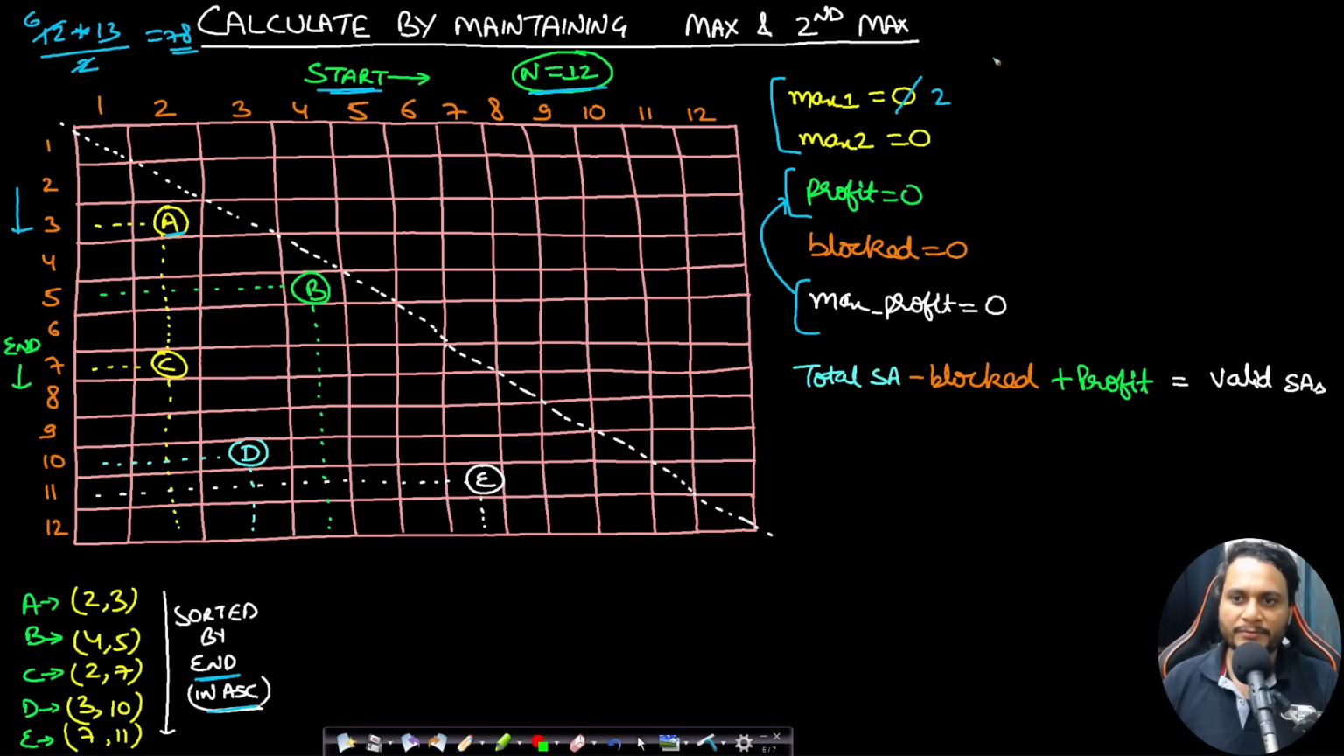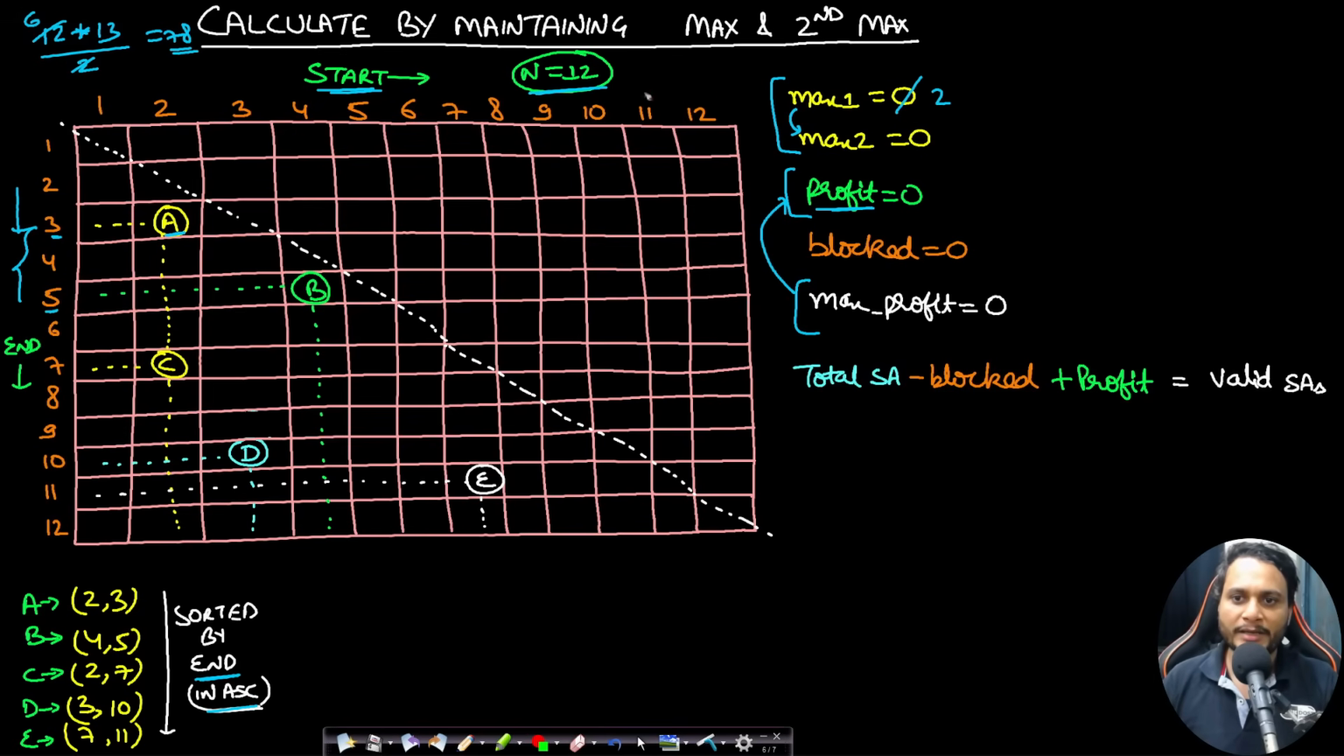Actually, what happens is, if the new value is greater than max 1, then the max 1 value will be written to max 2, and max 1 will be assigned to 2. Profit will be reset to 0. It is already 0 initially. So let's see. If you remove this A, then how much profit do you get? You find out the gap. Look at the next conflicting pair. Baseline, it is at 5 and this is at 3. So the gap is 2.